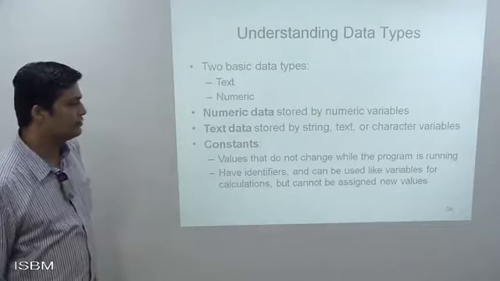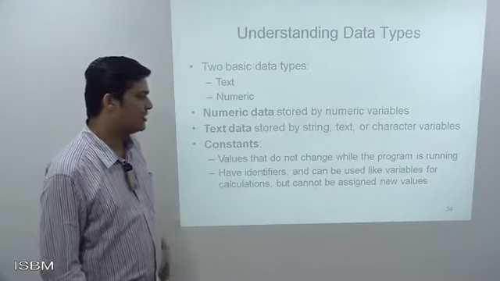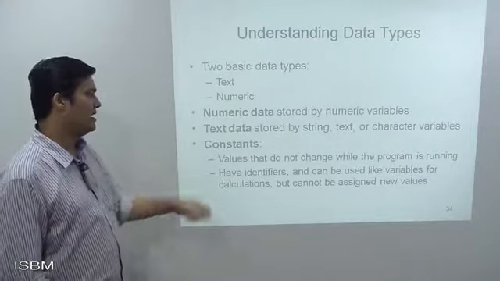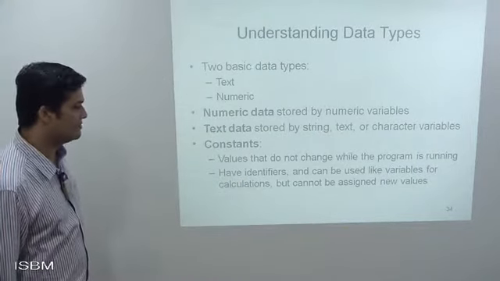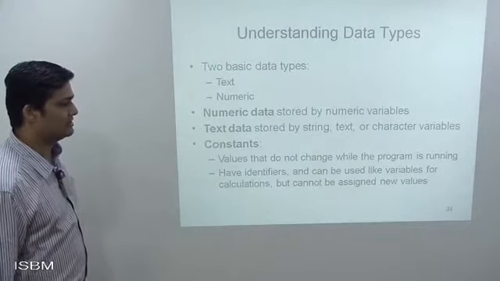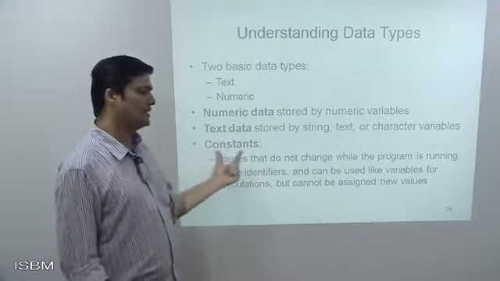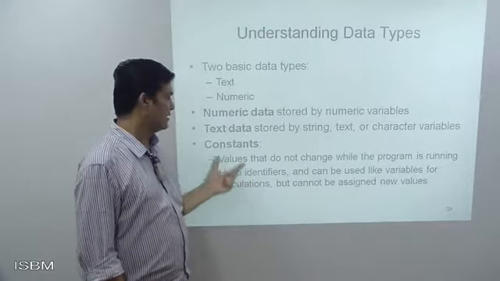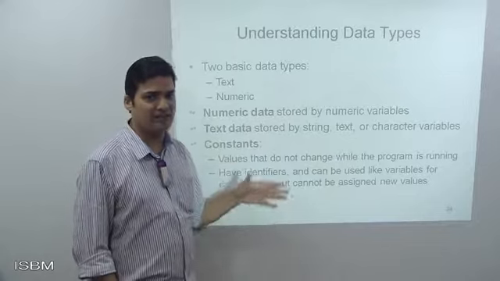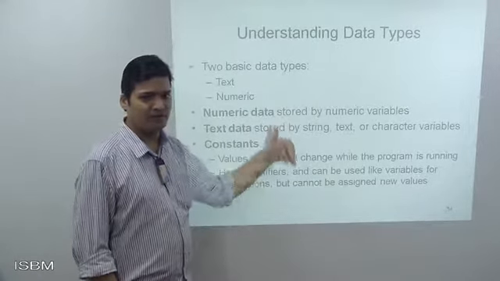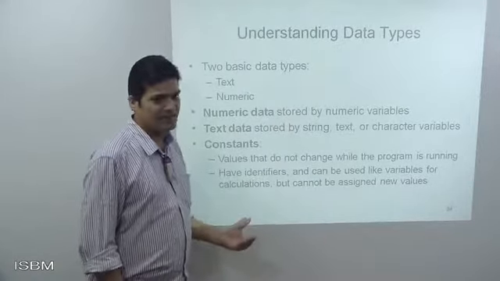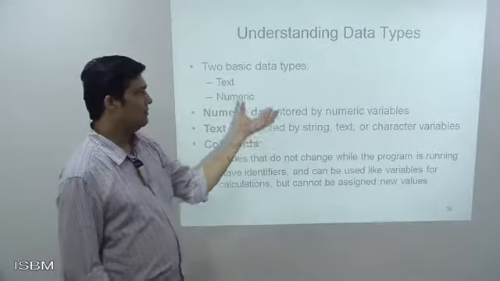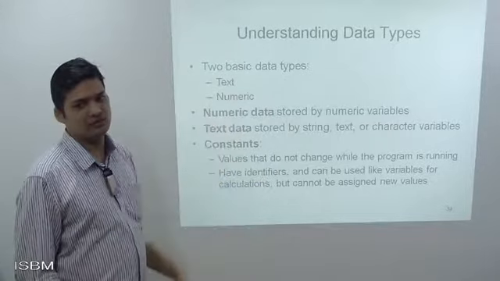Constants are values that do not change while the program is running. It is always constant because it does not change in the entire program. It has an identifier and can be used like variables for calculation, but cannot be assigned a new value. It can be used for a calculation, but you cannot assign a new value. So a constant is always a constant in the entire flow of the program. It will not vary. It will not work as a variable. A variable may vary, in the sense that it is varying, but a constant is always constant throughout the program.